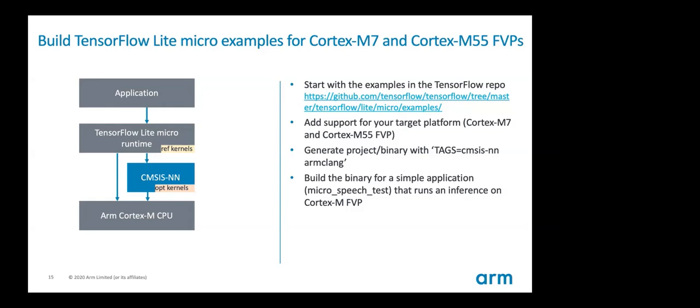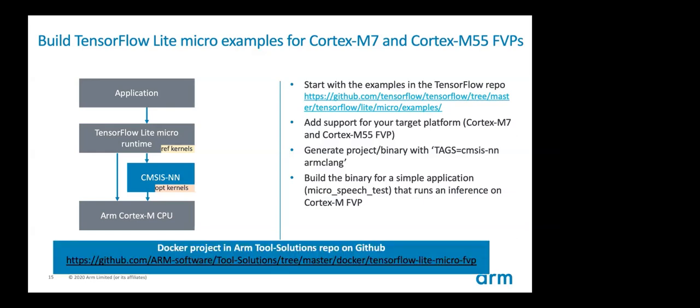To include the CMSIS-NN optimized kernels and to use Arm compiler to finally build your binary that will run on your target platform, you need to include certain tags while building the standalone projects, and these tags are called out here, CMSIS-NN and Arm Clang. Finally, you can then run make in your standalone project area, and this will compile that AXF or binary, which will run on your FVP, and this runs the machine learning inference on your Cortex-M7 or M55 FVP.